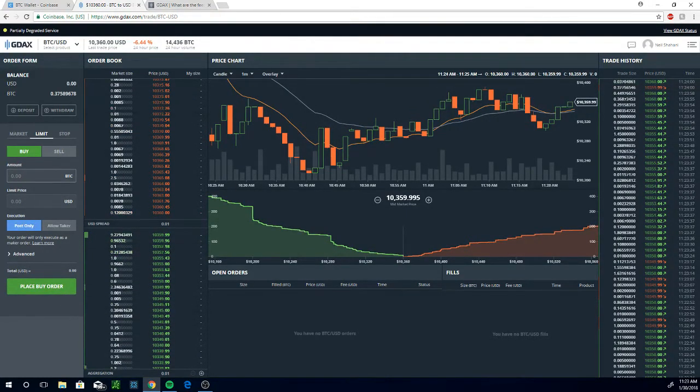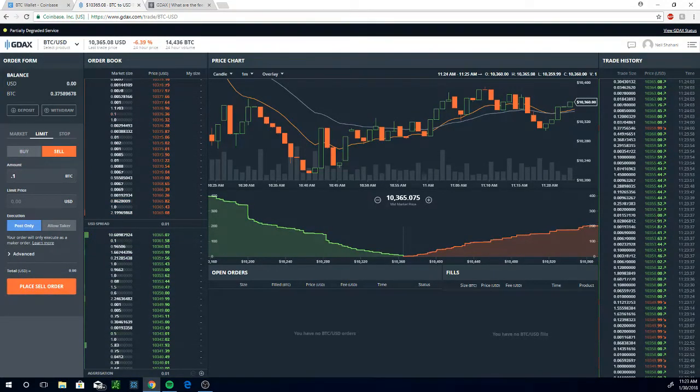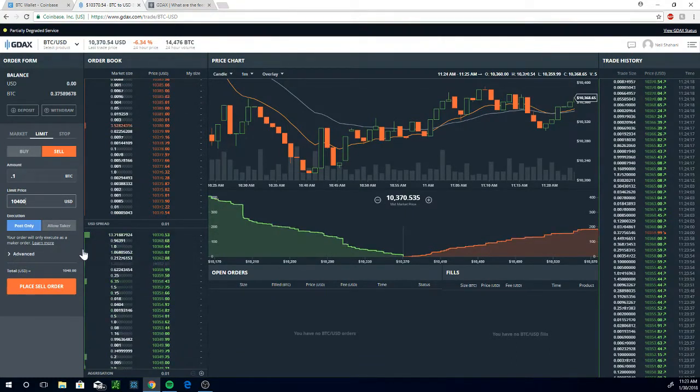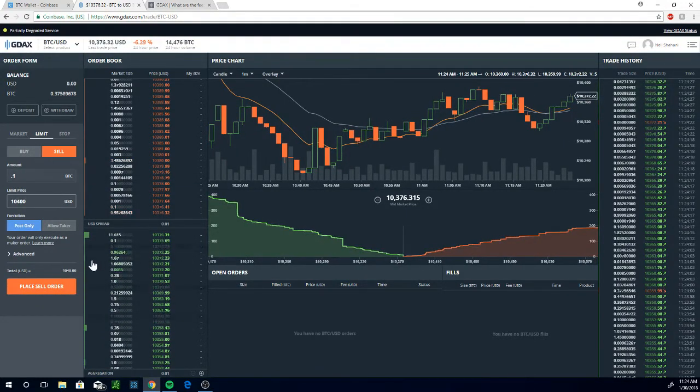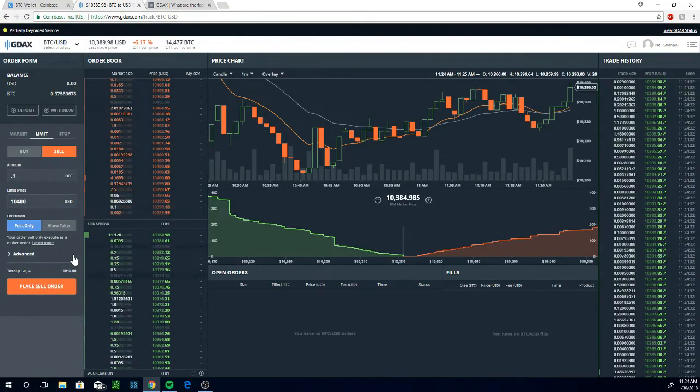And in here, you type in the amount of Bitcoin. So let's say I want to sell 0.1 Bitcoin, and the price is at 10,360. Let's say I want to sell at 10,400. So I'd type in 10,400 and I'd place my sell order. And as you can see, it's going to give you your total USD value, which is $1,040.